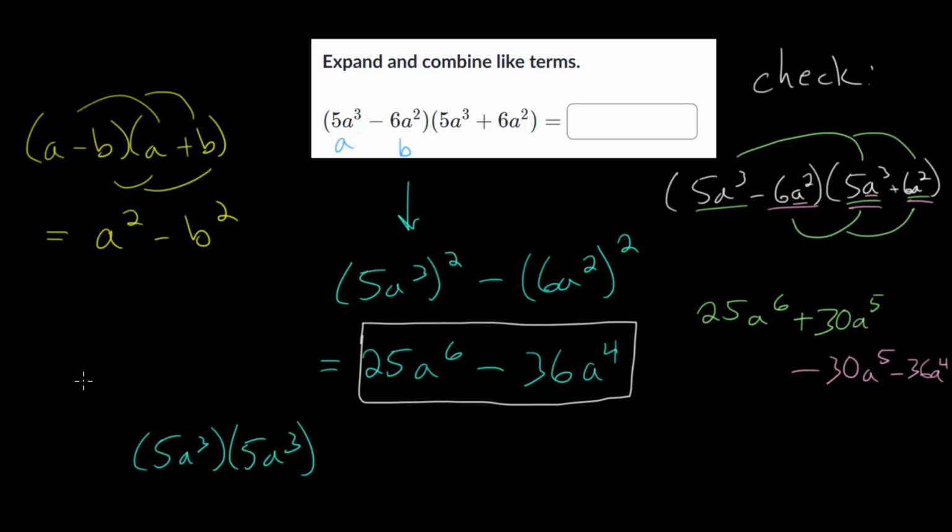And what you can see is that these middle terms are going to cancel each other out. So this 30a to the fifth minus 30a to the fifth, that is 0. So we just get 25a to the sixth minus 36a to the fourth. And we can compare it to the answer we found with the formula, and you can see that they are the same answer. So we can feel confident that this is, in fact, the correct answer. And let's do one more of these problems. And let's just rewrite this. Let's use distribution to multiply this out.